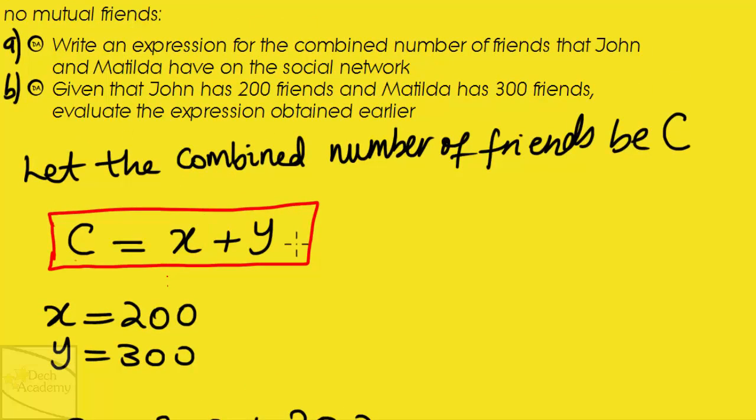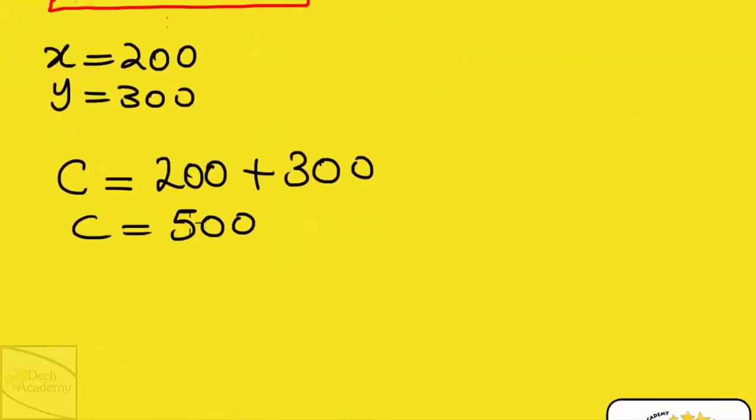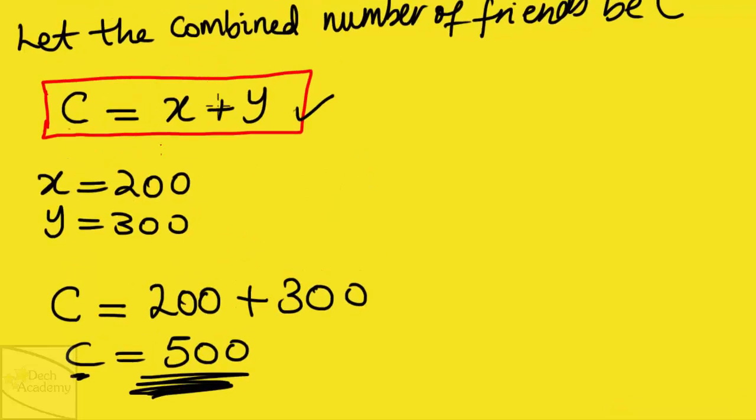So we have an expression for the combined number of friends. That's what this is, and we've evaluated the expression to give 500 as the combined number of friends. One thing to note is anytime you're evaluating an algebraic expression, you're trying to obtain a numerical value for some variable. In this case, the variable here is C, which is the combined number of friends.